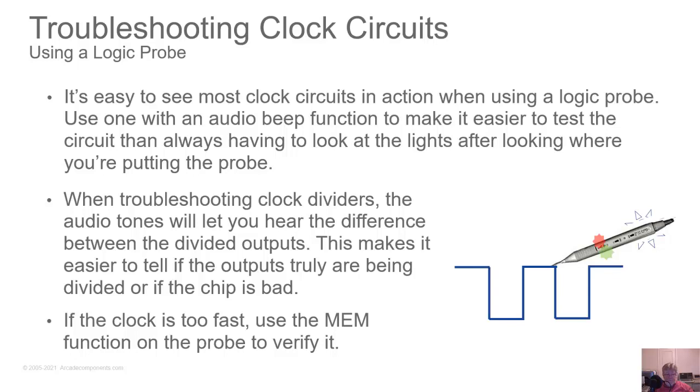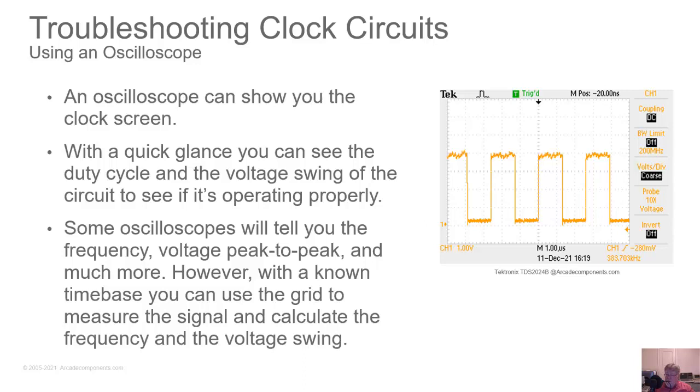Now the oscilloscope is just going to simply show you the clock signal on the screen, and with a quick glance you'll see where it is in relation to ground for the low, and how many volts it is to the high. So in this screen, the low signal is maybe about 0.2 of a volt at the most off of ground, and the logic high is sitting at about 4 volts. So that's a good swing for TTL logic.